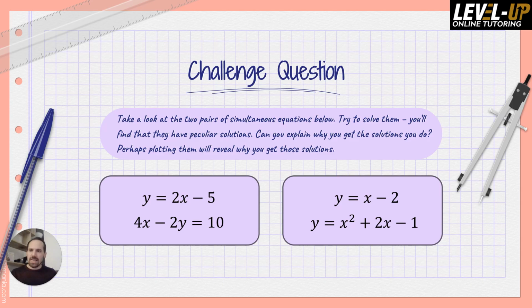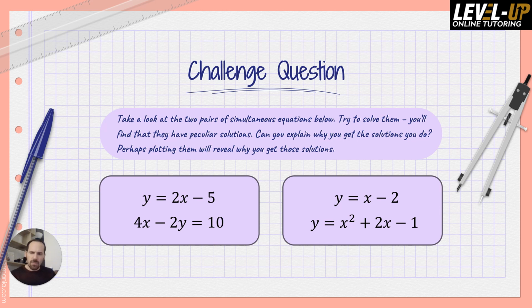Right, so here we go. That's the end of this lesson. So today I'm leaving you with a bit of a challenge question. There are some strange things that can happen when solving simultaneous equations. So I've got two examples here, two problems, with the first one being two linear equations, the second one being a linear and a quadratic.